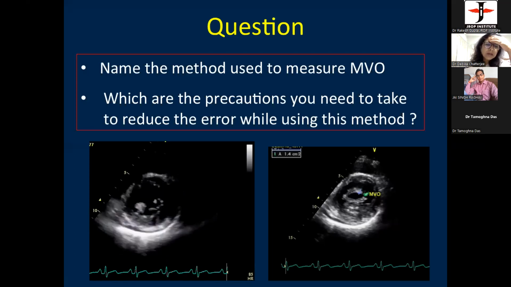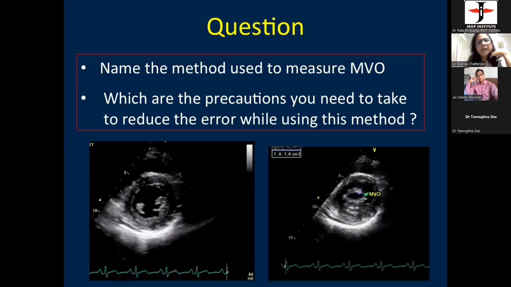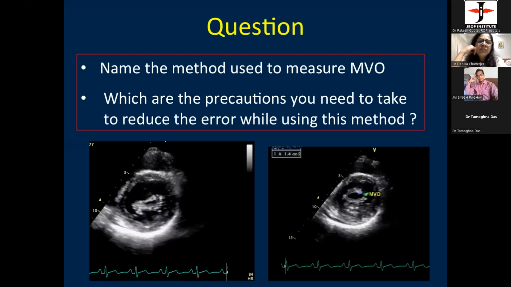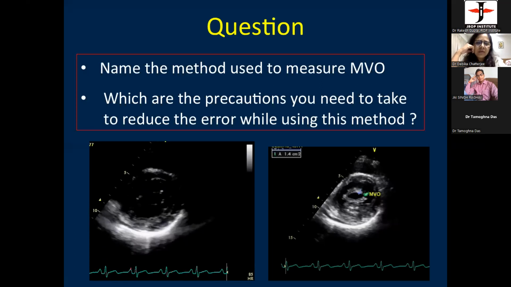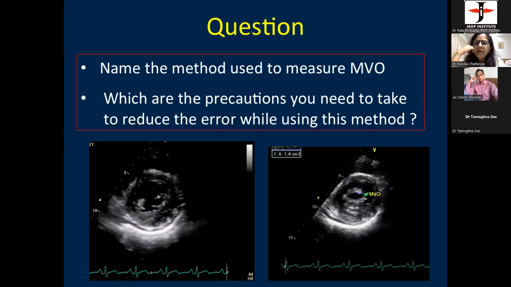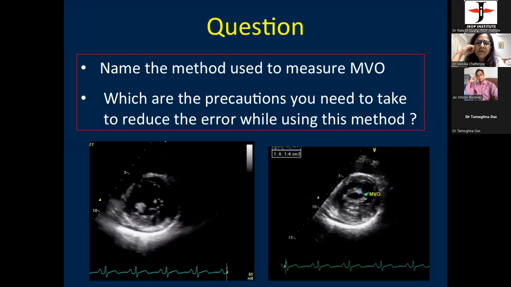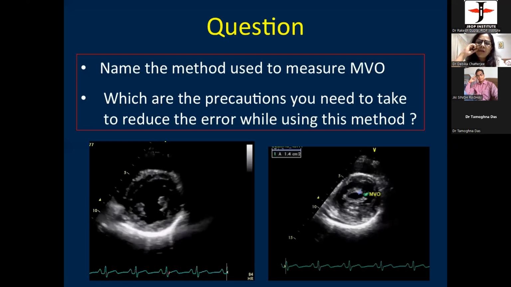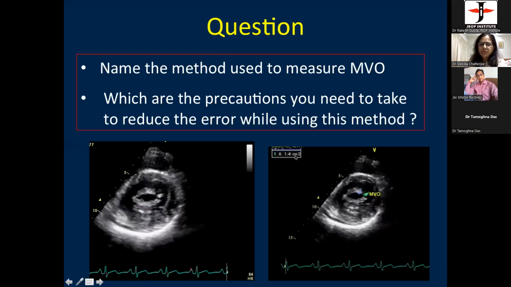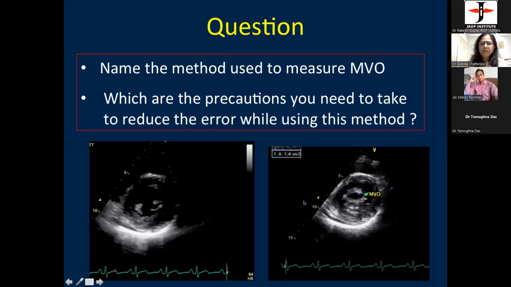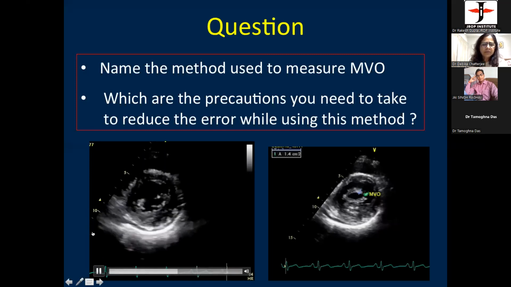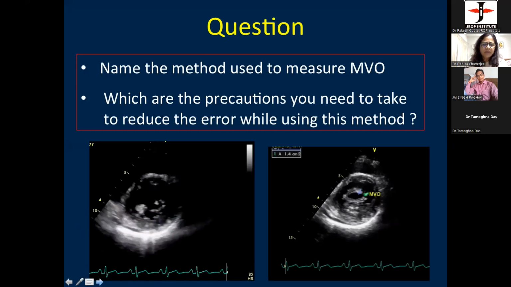Any other settings of the machine? Ma'am, we can increase the gain of the machine to get a clear view. Okay, so gain setting is another important thing. So what is the mitral valve area in this patient? It is showing 1.4 centimeters squared, ma'am. So how severe is the disease? Ma'am, it is a case of severe mitral stenosis. Below 1.5. Okay. Yes, ma'am.